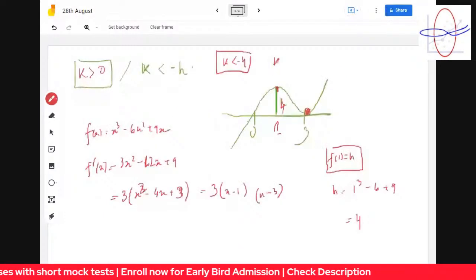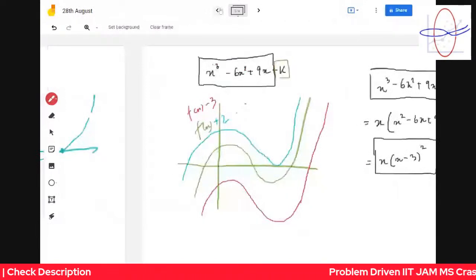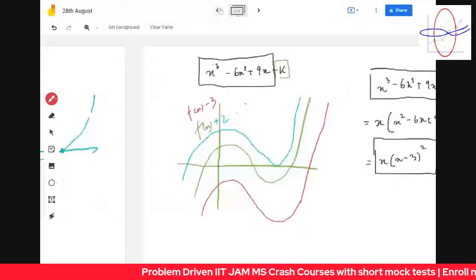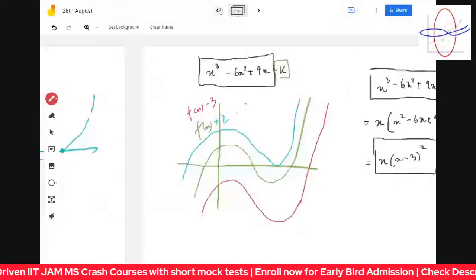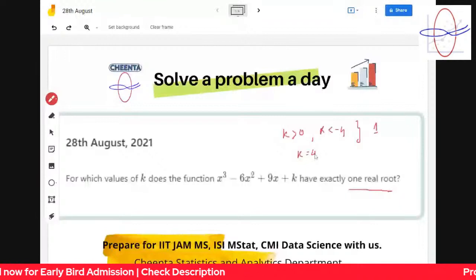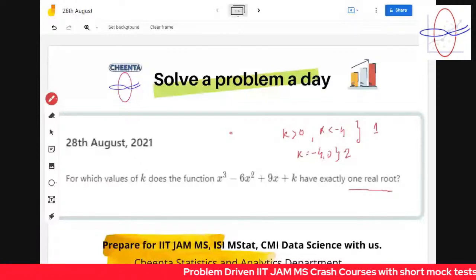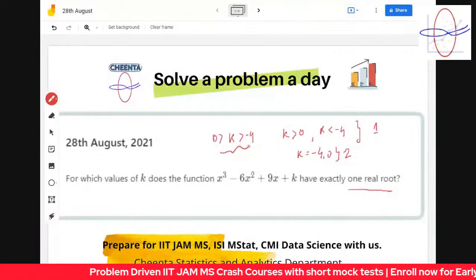For which this function will be having exactly 1 root. So k greater than 0 and k less than minus 4, for those only exactly 1 root. K is equal to 4 and k is equal to 0, exactly 2 roots. And k less than 0 and greater than minus 4, sorry, greater than minus 4 and less than 0, exactly 3 roots.